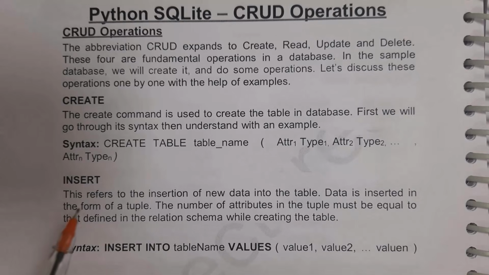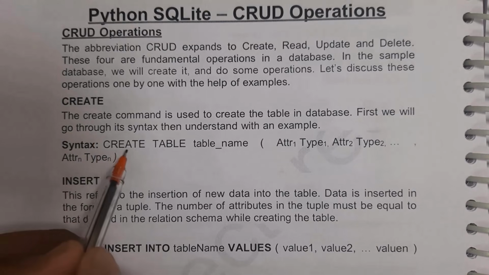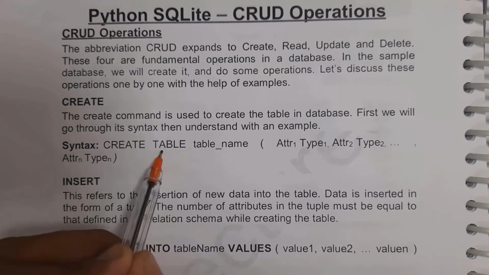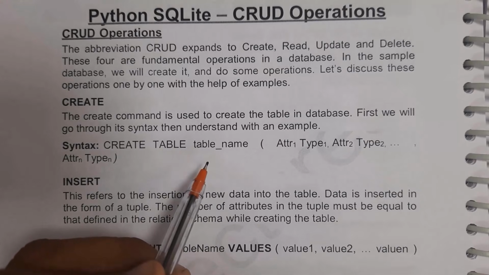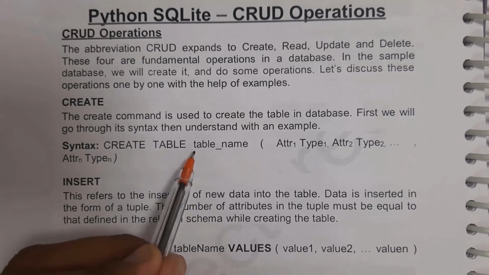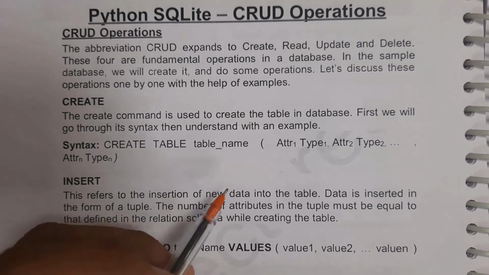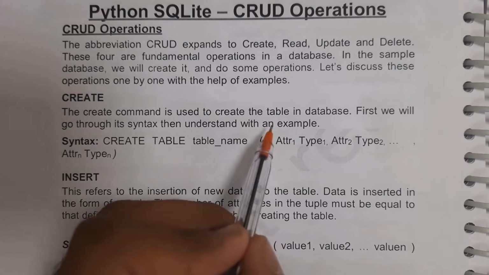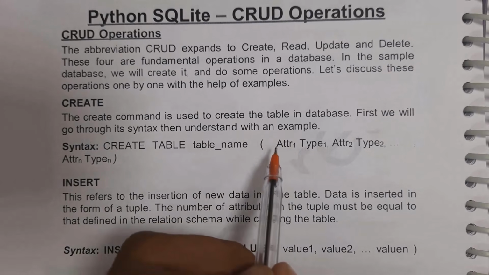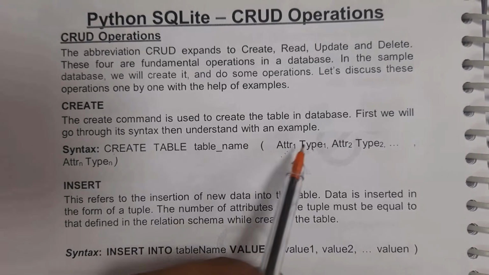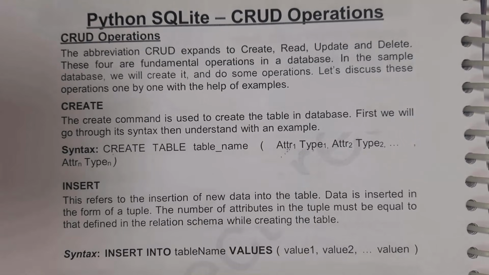This is the syntax in order to create a table in the database. At first you need to write the create command and table. Here you need to give the table name. For example, I want to give the table name as students, so you can write here students. If you want to give the table name as employee, you can write here employee. Take brackets and inside the brackets you need to write attribute and type. Attribute is nothing but column names and type is nothing but data type. I'll give one simple example.